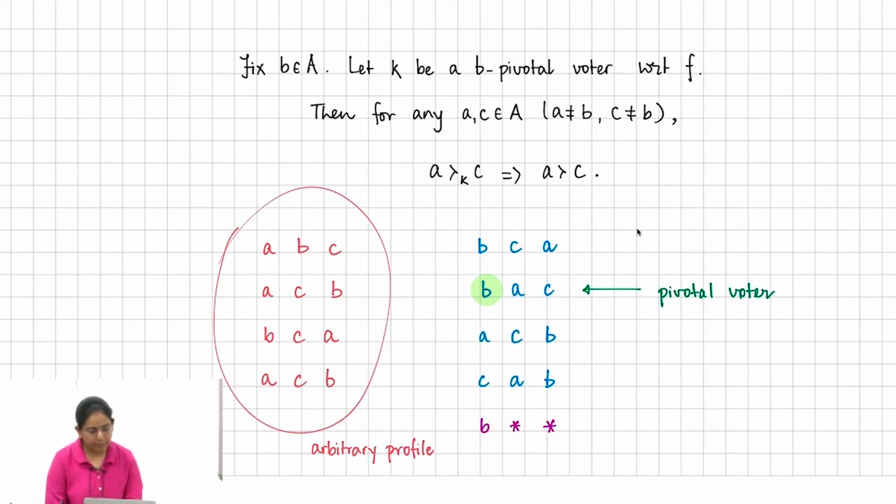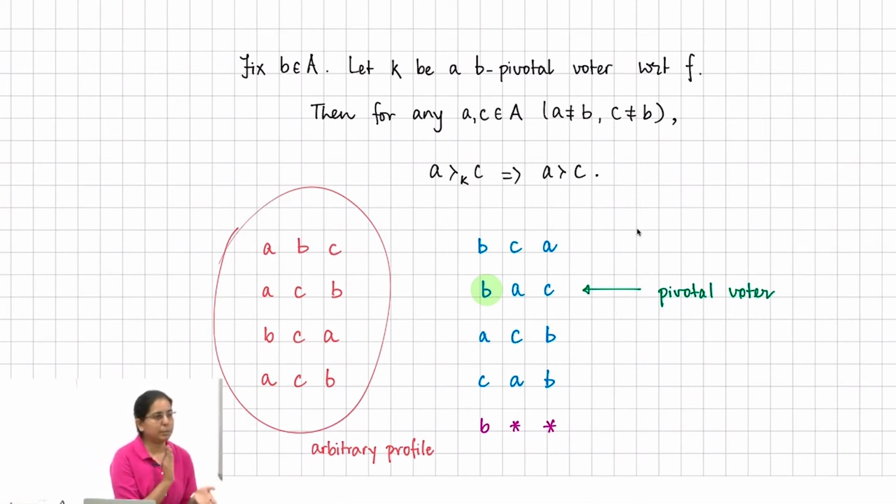So okay, a first step is, we have this fixed but arbitrary profile on which I want to argue that the mechanism when applied to this profile will actually just follow the instructions of the B pivotal voter, even when it is making a decision about A versus C. That is what I want to argue.